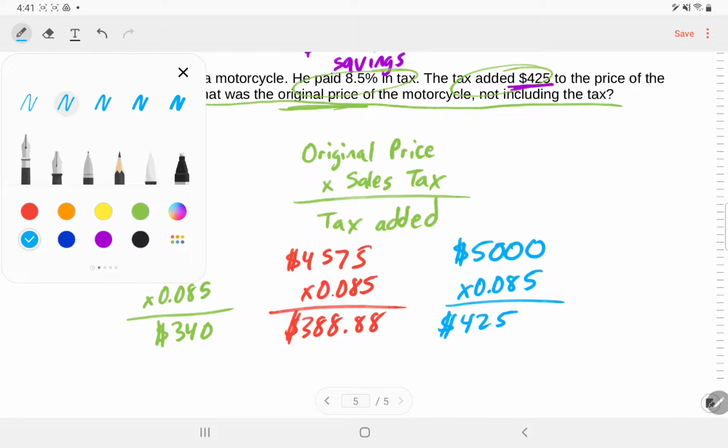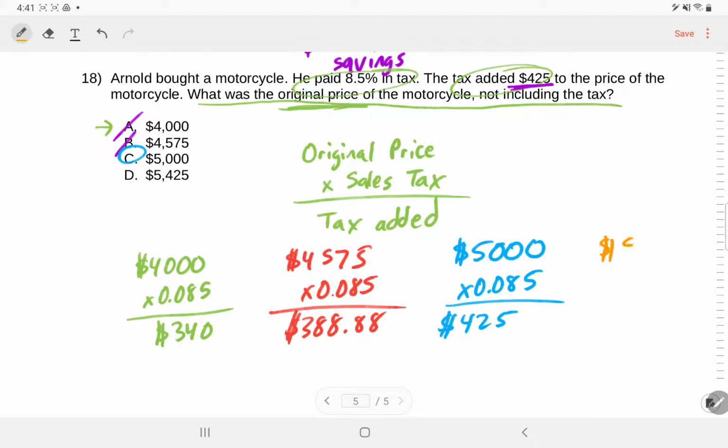Let's do one more just to make sure that we're correct. We have 5,425 and we multiply by 0.085 to see what our tax added is. And when you multiply these two quantities, we have a total of $461.13. So that's not the tax added. So our answer is going to be C. That is all. Good luck on the final exam.